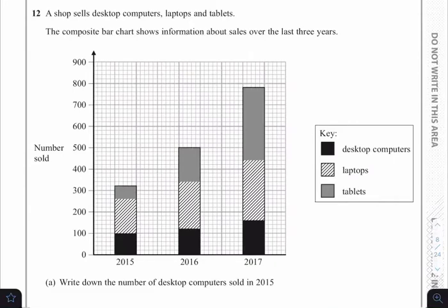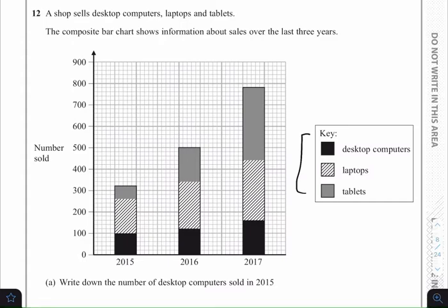Question 12. A shop sells desktop computers, laptops and tablets. The composite bar chart shows information about sales over the last 3 years. So we've got sales of desktop computers, laptops and tablets. Here is a key here on the right.